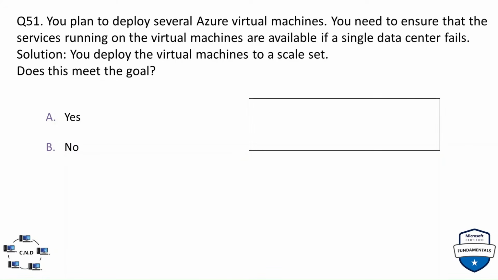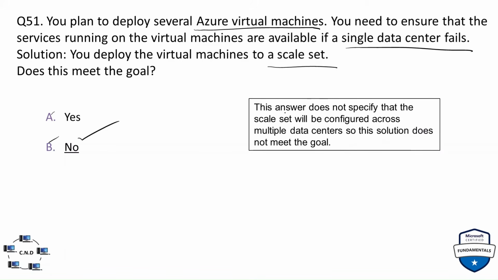Question number 51 is that you plan to deploy again several virtual machines. You need to ensure that the services running on the virtual machines are available if a single data center fails. Solution: you deploy the virtual machines to a scale set. Does this meet the goal? Again, the options are yes or no. And the correct option is again no.